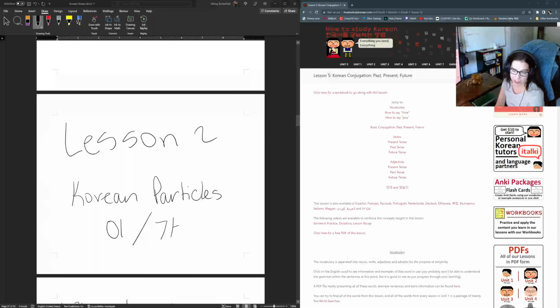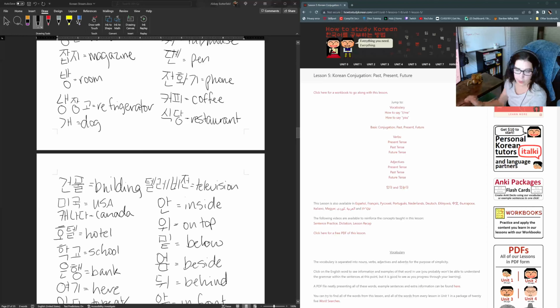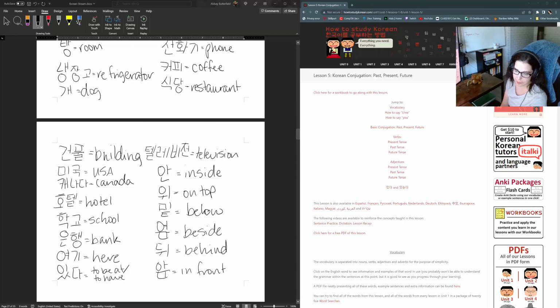So lesson 2, we learned about the Korean particles 이 and 가. A lot of words here. We have 나라, 가방, 창문, 잡지, 방, 냉장고, 개, 강아지, 고양이, 주의, 펜, 전화기, 커피, 식당, 건물, 미국, 캐나다, 호텔, 학교, 은행, 여기, 있다, 텔레비전. We got some things that I can use my handy dandy stuffed animal for. So we have inside, next to, 옆, 주의, up.